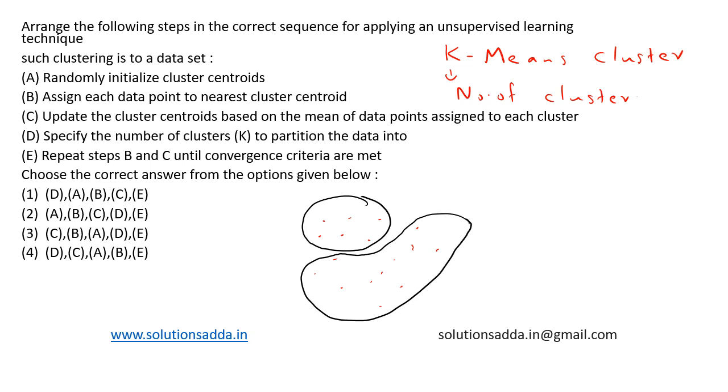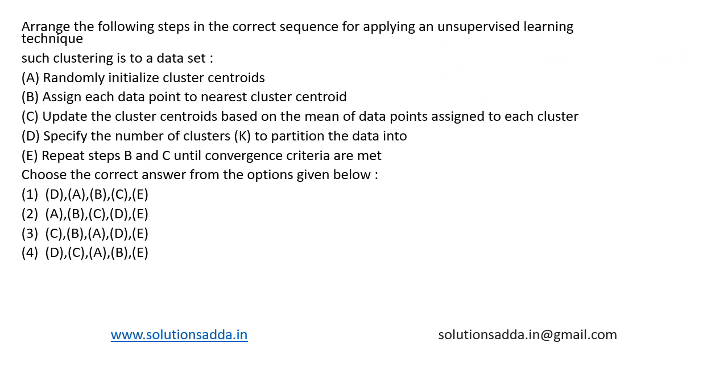Now let's see what is actually happening. Initially, we have to set how many clusters are to be defined. So we specify the number of clusters. That is the first step. So D is the first step involved. From the options we can eliminate 2 and 3.